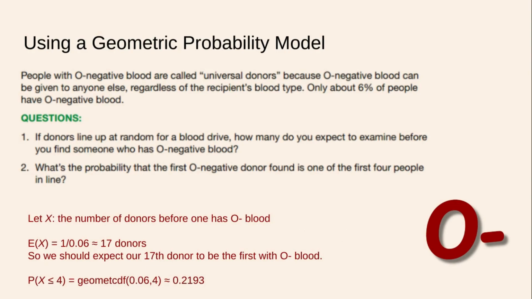The probability X is less than or equal to 4 is Geometcdf, and we would substitute 0.06 and 4. This would be our value for p. This would be our value for x. So this would be the odds that the first, second, third, or fourth is our first to have O negative blood. And that, interestingly, has about 21.93% chance.